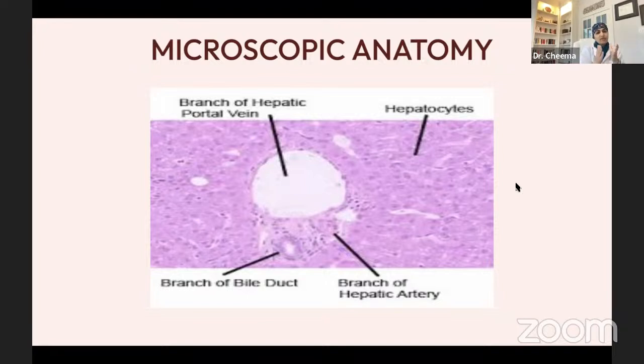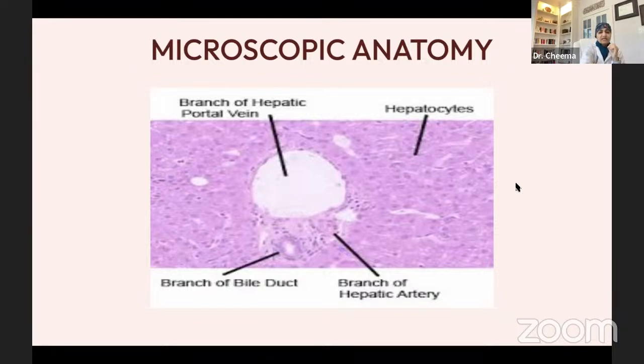Basically, the microscopic functional unit of the liver is the acinus and the lobule. The surface of the liver is covered by the visceral peritoneum called the serosa, and there's a capsule called the Glisson capsule underneath. At the porta hepatis, as I showed you in the previous diagram, the Glisson capsule travels along the portal tracts, the portal triad, carrying the branches of the hepatic artery, portal vein, and the bile ducts into the liver substance.